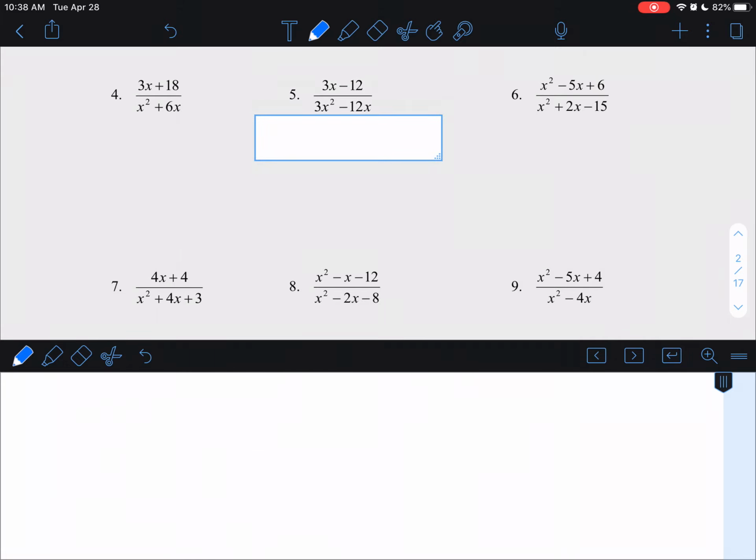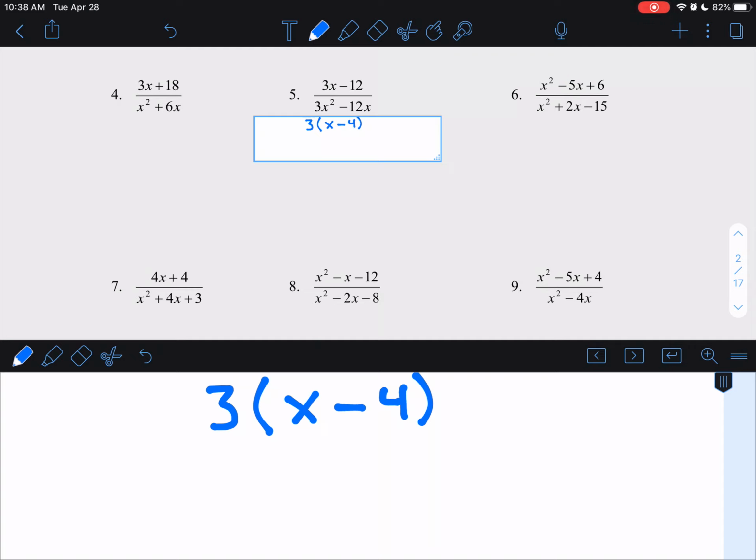Okay, so in the numerator on number 5, I got 3x minus 12. So that's a binomial, so I just need to take out the GCF here. So between 3x and negative 12, the GCF and the only common factor is going to be 3. So that gives me 3 parentheses, and then 3x divided by 3 is x. Negative 12 divided by 3 is negative 4. That gives me 3 times x minus 4. And then the denominator.